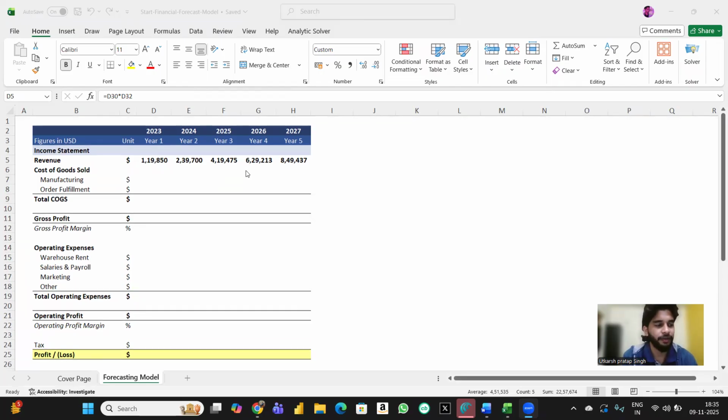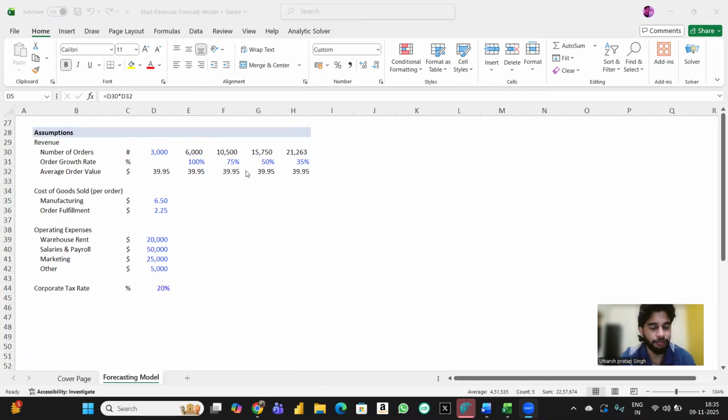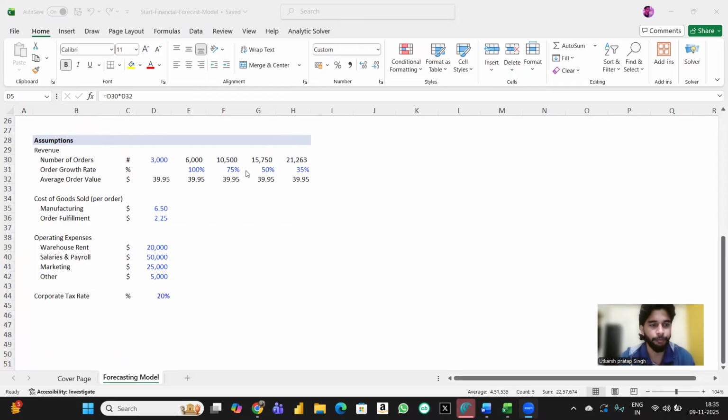So as we are done with the very first assumption about forecasting revenue, now we are going for the second one, the expenses. The expenses would be divided into two parts: one would be the fixed expenses and one would be the variable expenses. Talking about the manufacturing and order fulfillment, manufacturing would be a fixed one, and order fulfillment will be a variable one. We are going to have the same kind of investment for every year.